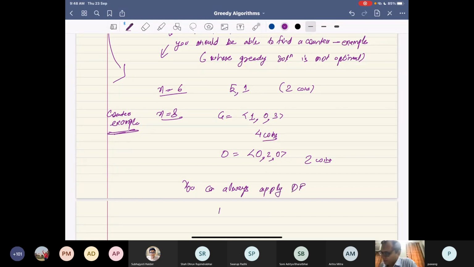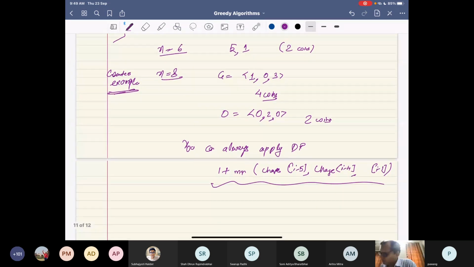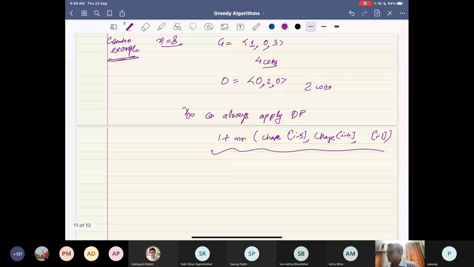So that is 1 plus min of change of I minus 5, change of I minus 4, change of I minus 1. This will always give you the optimal solution, because this is the optimal substructure of the problem. So this will always work, but the greedy choice which we have chosen will not. So this was the simple coin change problem.